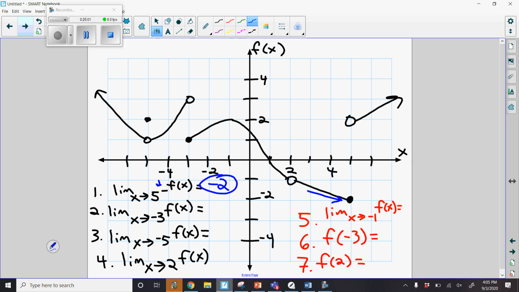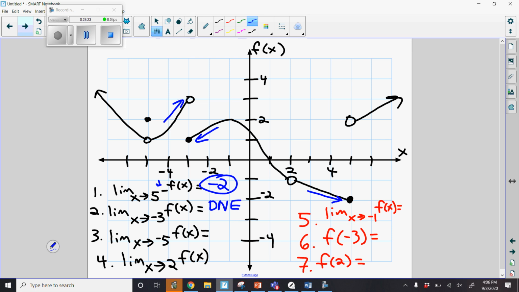What's the limit as x goes to -3? Notice there's no plus or minus there. So I have to consider, here's -3. From the right side, I get 1. From the left side, I get 3. They are different, so this answer does not exist. The limit does not exist there.